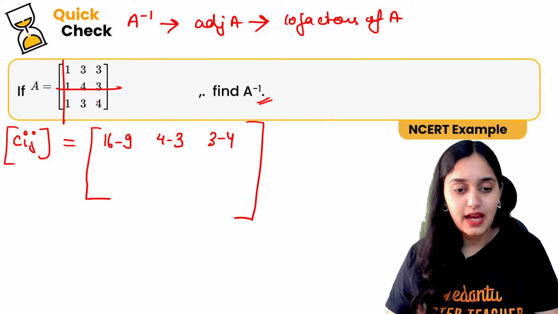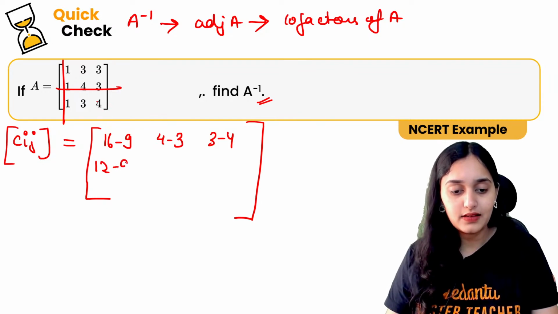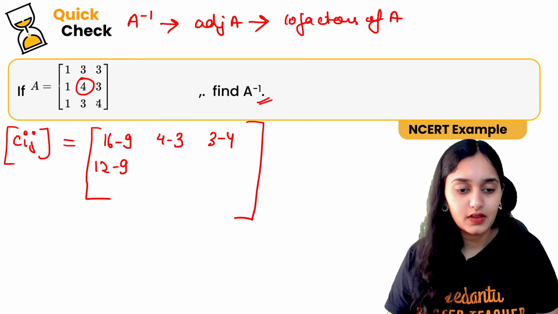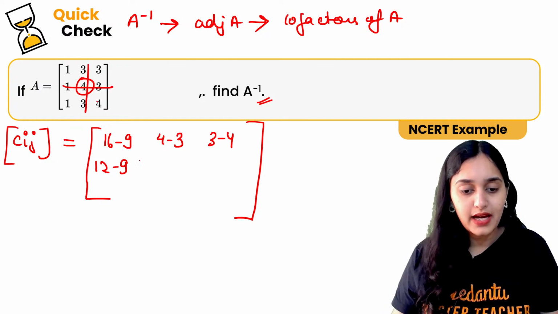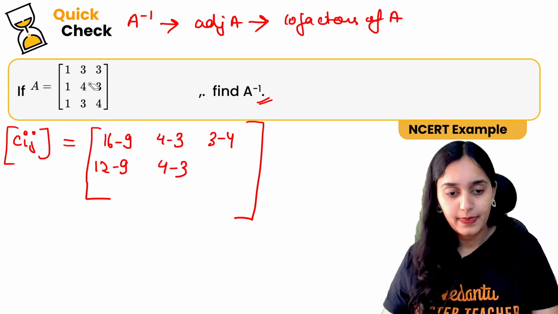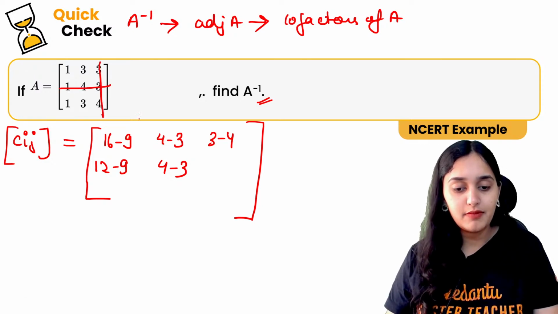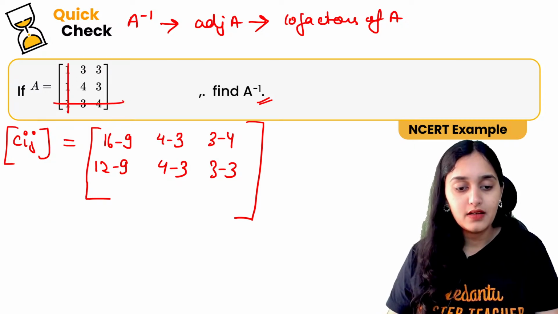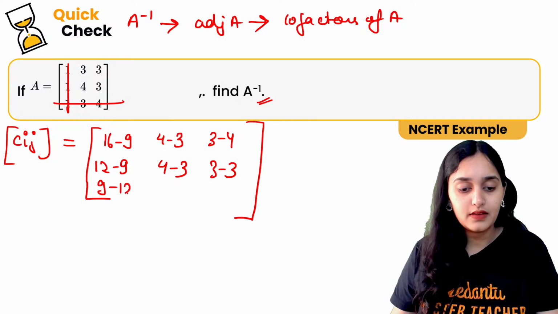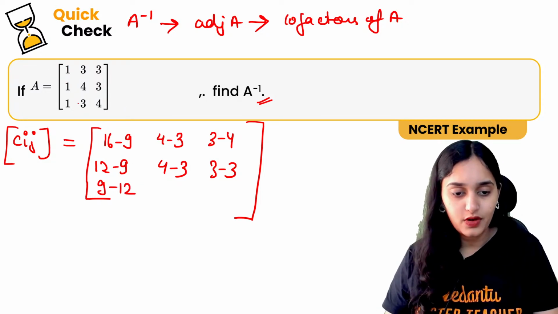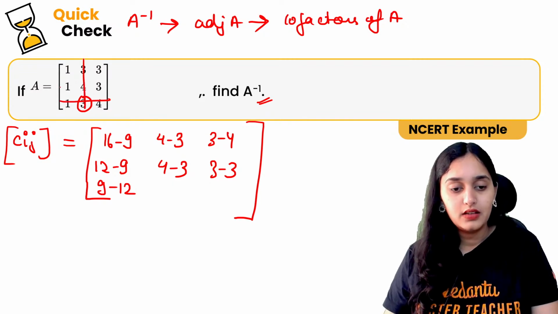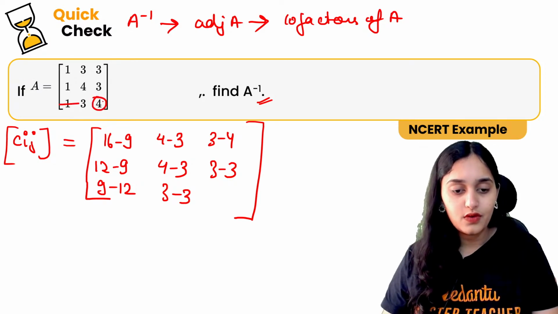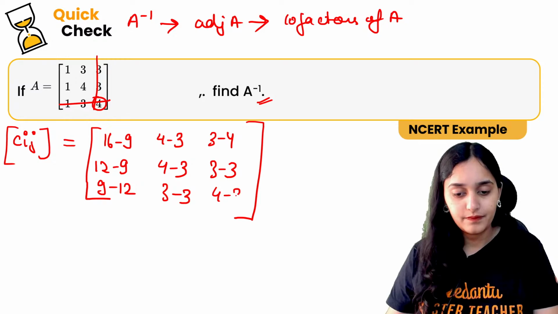Next 1, we have 4 3s are 12, 3 3s are 9. Next for 4 we have 4 minus 3. For 3 we have 3 minus 3. And last row, for 1 it is 3 3s are 9, 4 3s are 12. Next for 3 we have 3 minus 3, and lastly for 4 we will have 4 minus 3.